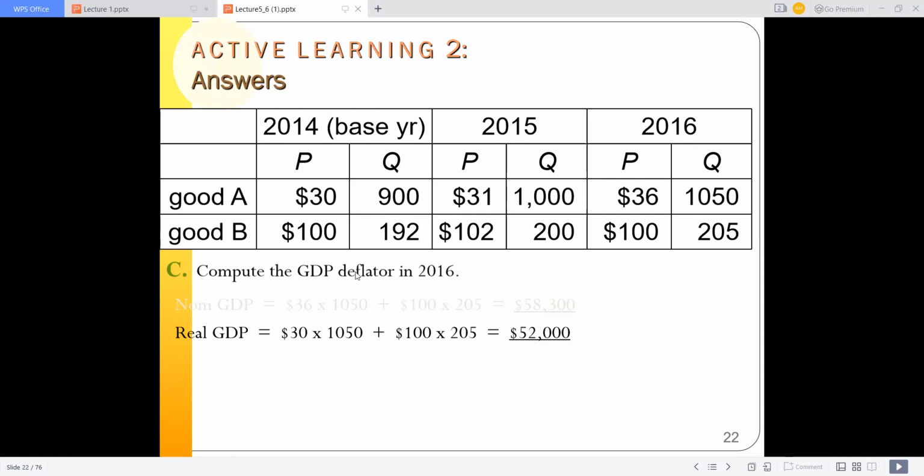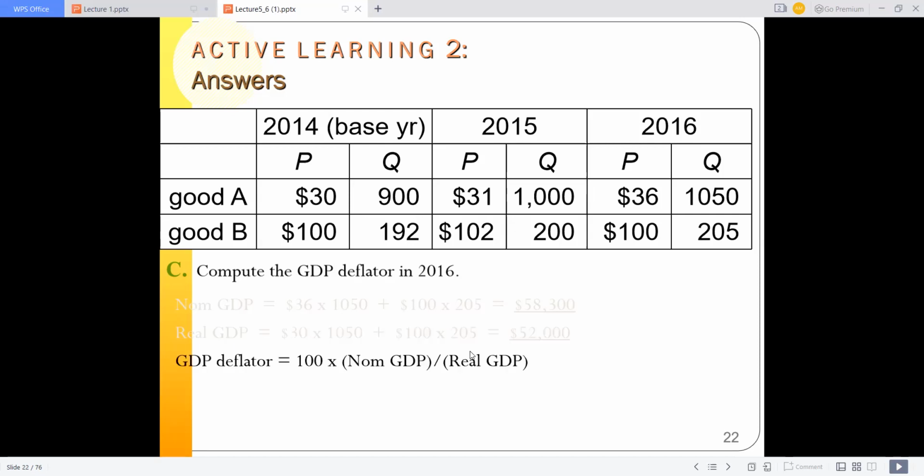Wait, this one is the GDP deflator in 2016. Yeah. We are calculating nominal first, and then calculating real. We are calculating the GDP deflator, which is the nominal over the real times 100. And in 30, no, we multiply by 1050. Is it 2016? Yes. Yeah, cool. Sadiq, you can ask the question.